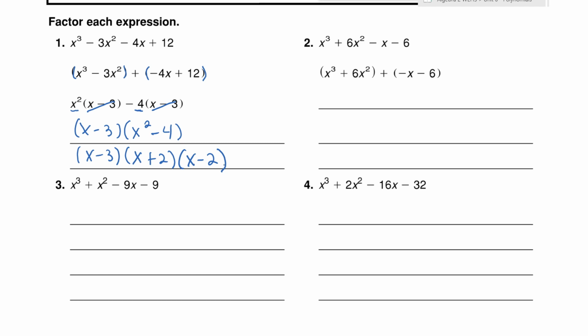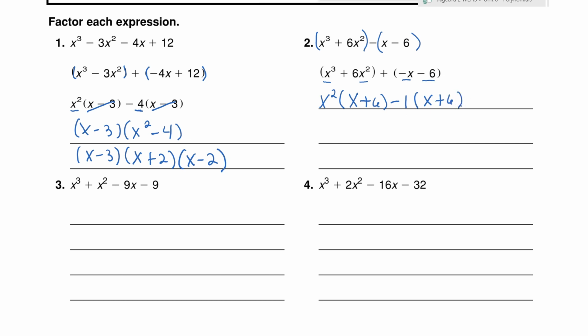For number 2, we have x to the third power plus 6x squared minus x minus 6. So in the first parentheses, we're going to group the first 2 as they did. And then we're going to group the last 2. That's factored by grouping. Here we have x to the third, and here we have x to the second. So the greatest common factor is x squared. And we're left with x plus 6. Here we have -1 times x, and here we have -6 times 1. So we can factor -1. So we're left with x plus 6.